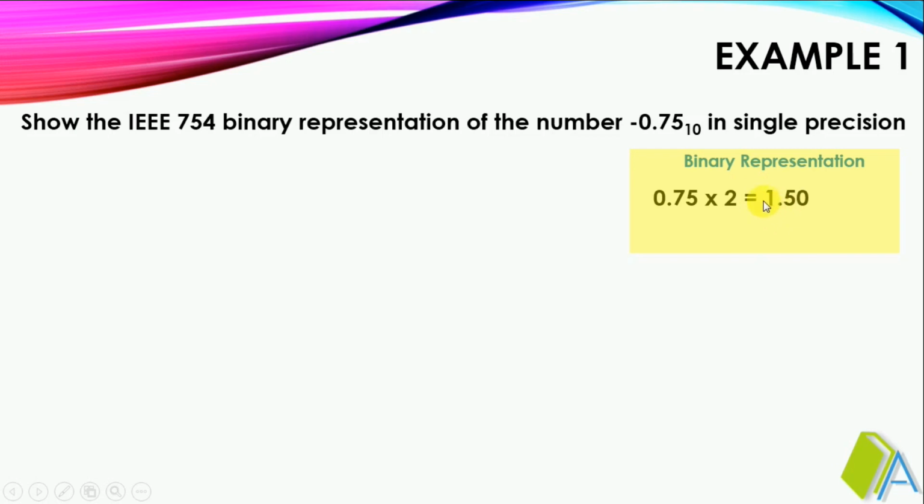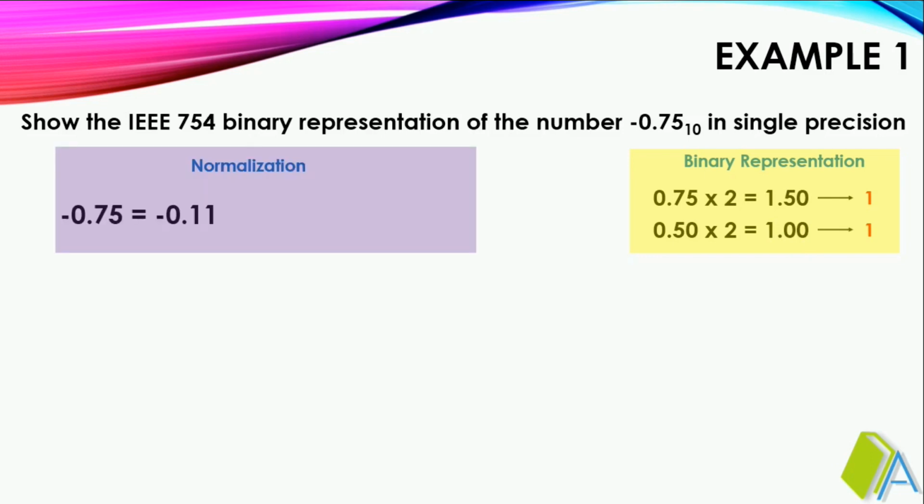Here the first binary value after the decimal point is 1. We repeat the steps until we end up with all zeros after the decimal point. Here we end up with all zeros. So the binary digits after the decimal point, according to the example, are 1 1. This is the binary equivalent of the given decimal number, so it is minus 0.11. The next step is to normalize the obtained answer. This is the normalized value: minus 1.1 times 2 power minus 1.